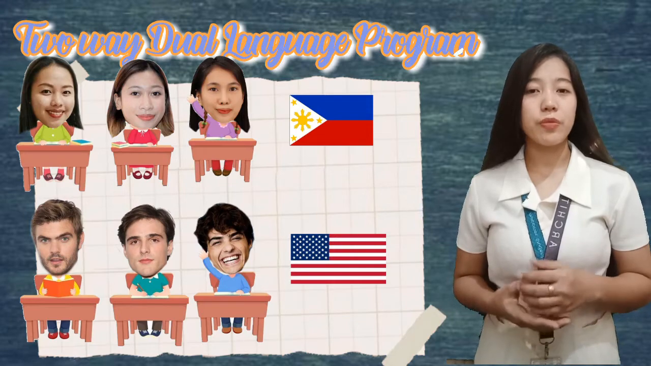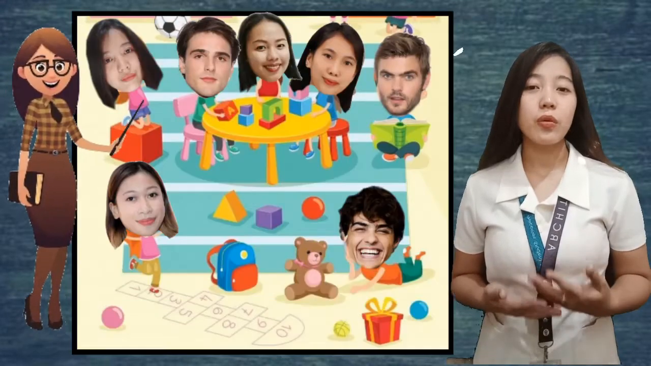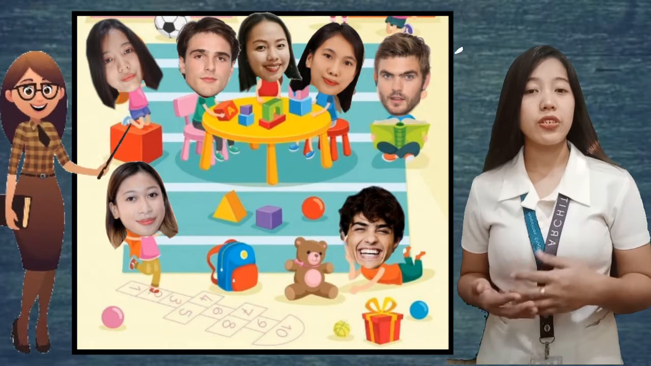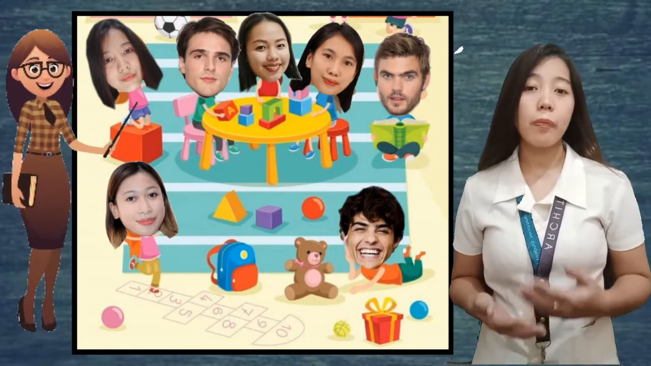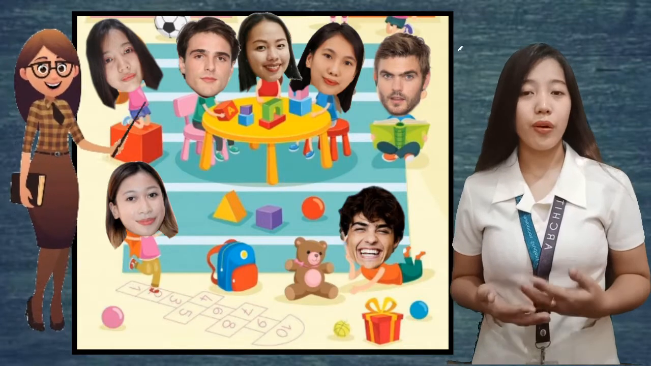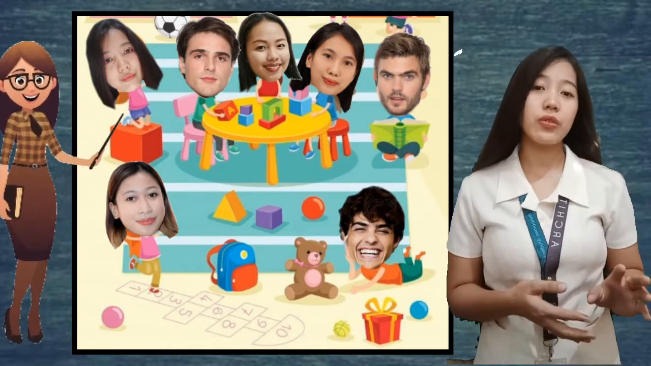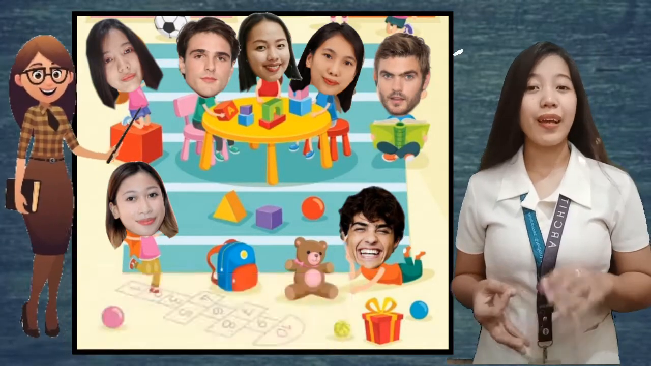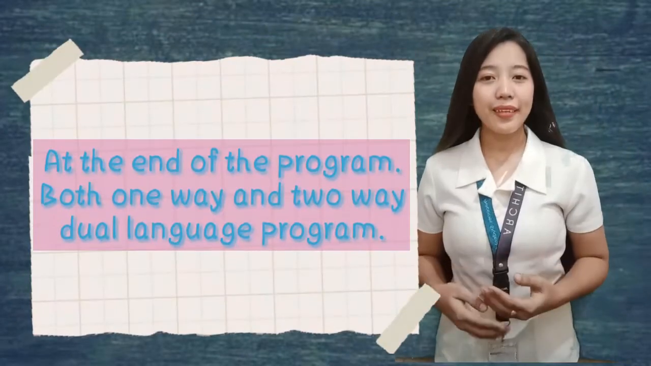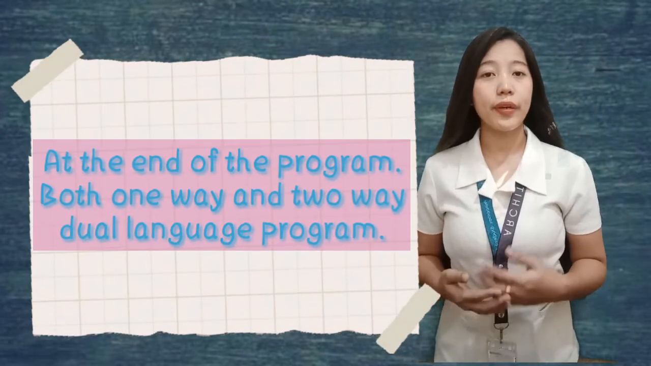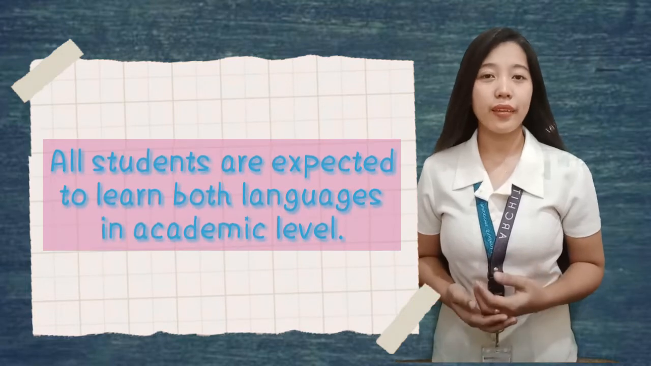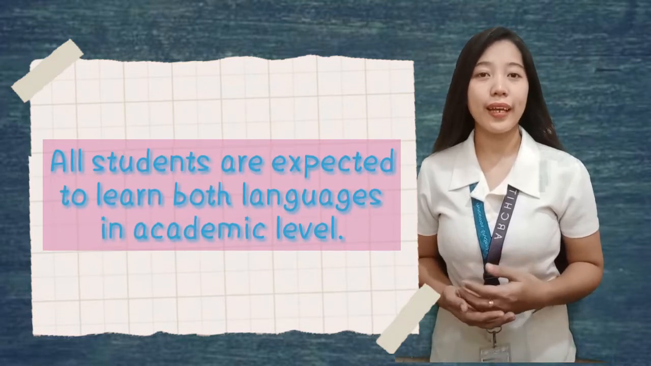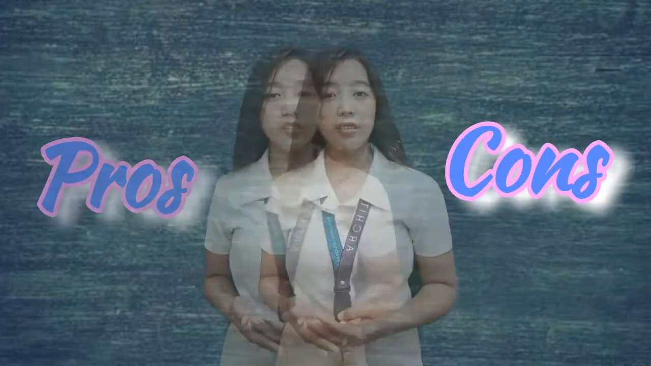In a two-way dual language program, the teacher lets them associate with one another and do collaborative and cooperative tasks. By doing so, both Filipino and English students support each other to become bilingual, bicultural, and biliterate. At the end of the one-way and two-way dual language program, all students are expected to learn both languages at an academic level.